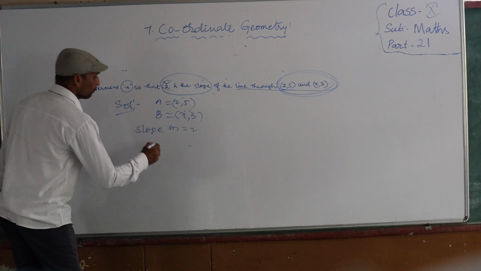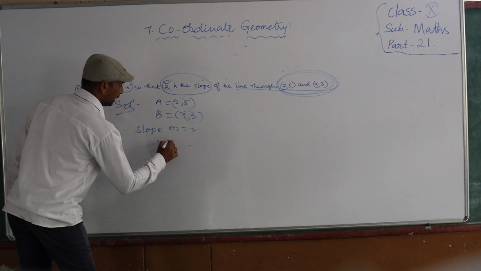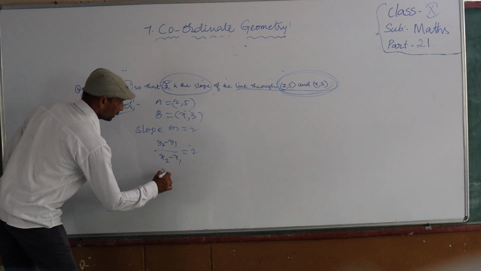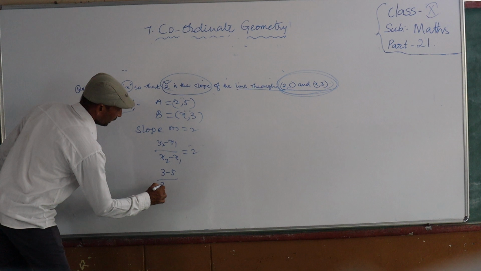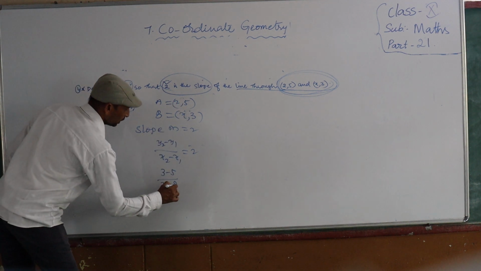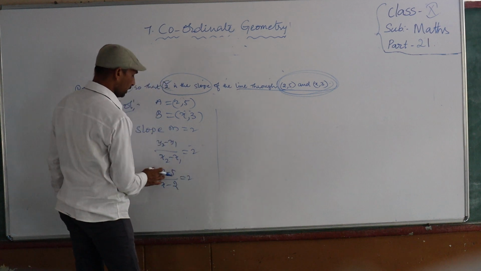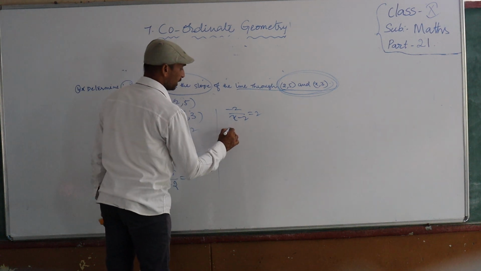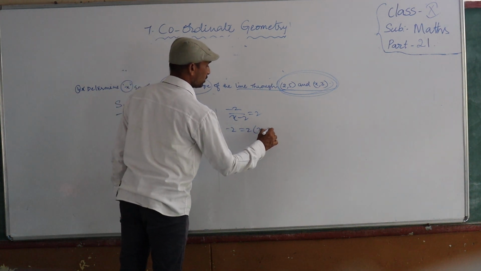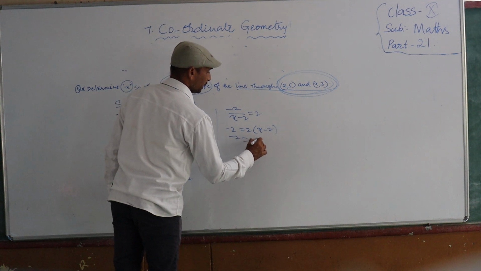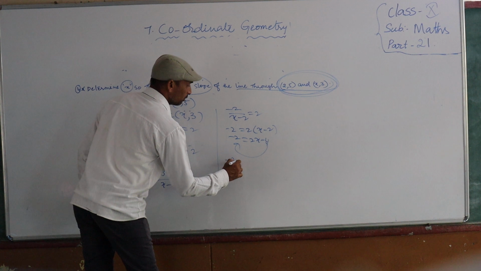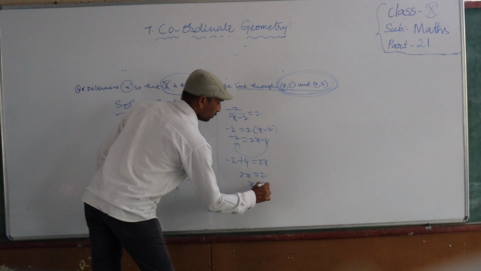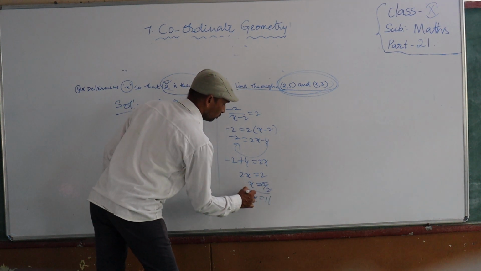So what is the slope formula? (y2 minus y1) by (x2 minus x1) is equal to 2. y2 is 3 minus 5, x2 is x minus x1 which is 2, equal to 2. Then that is (3 minus 5) which is minus 2, by (x minus 2), is equal to 2. Cross multiplication: minus 2 is equal to 2 into (x minus 2). Minus 2 is equal to 2x minus 4. This you transpose: minus 2 plus 4 is equal to 2x. Then 2x is equal to 2, then x is equal to 2 by 2, then x is equal to 1.